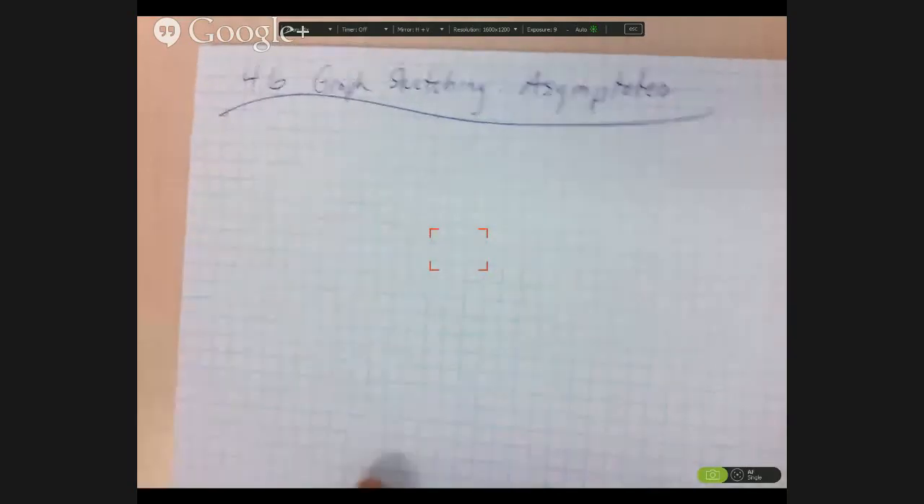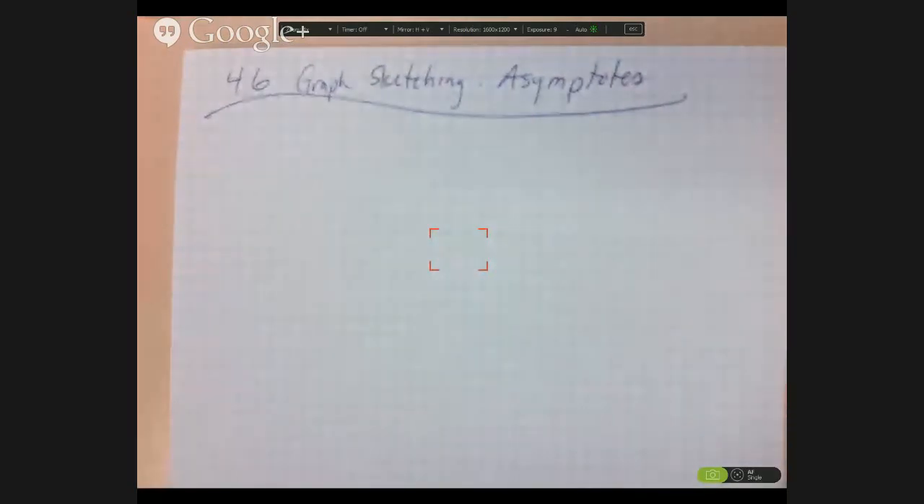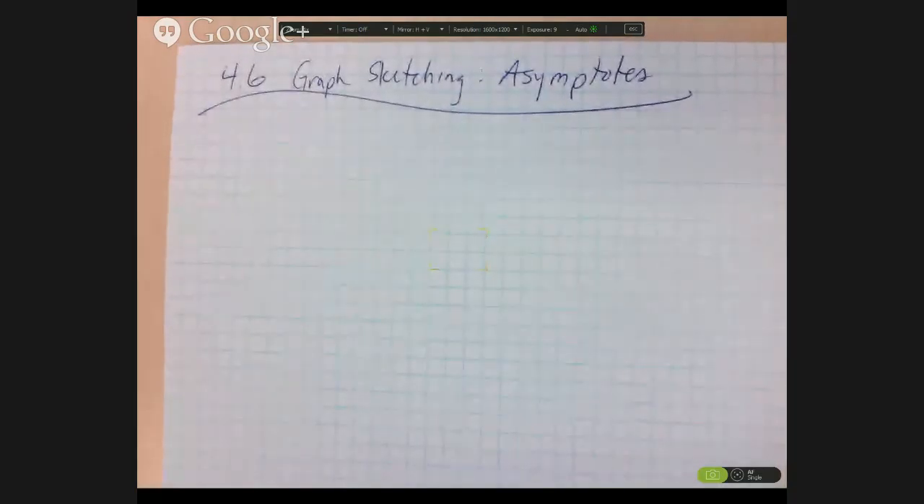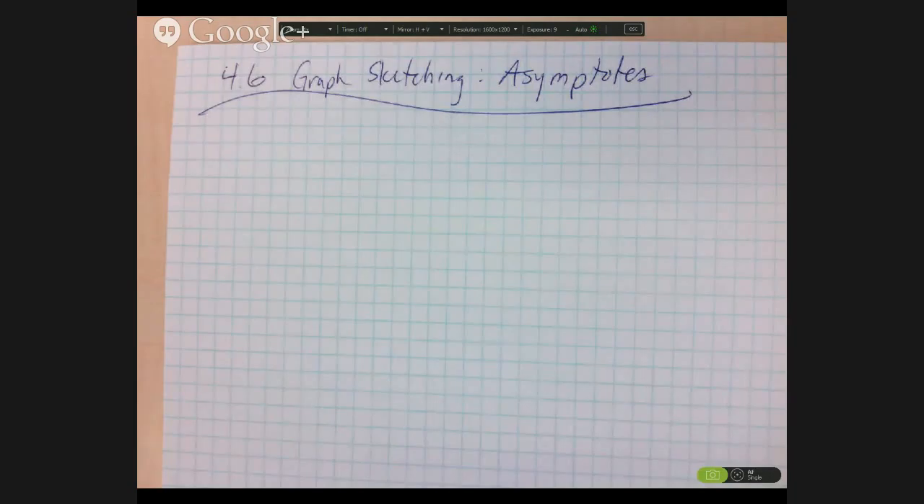Okay, so let's talk about sketching graphs with asymptotes. I'm just going to go through two examples with you, just to illustrate how to find those, using second and first derivatives. They are a little bit involved. They're long problems. If you look in your book, the examples are each one page.